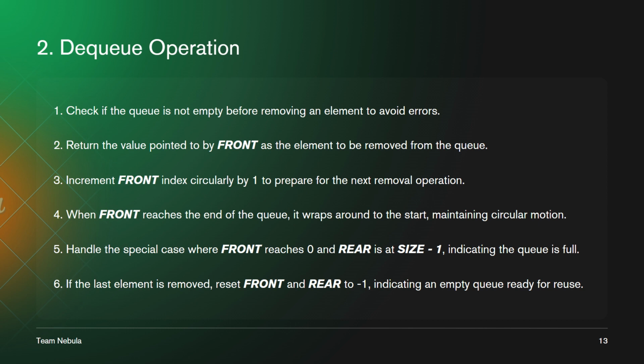Lastly, if we remove the last element from the queue, we reset the values of front and rear to -1. This indicates that the queue is now empty and ready to be used again from the beginning. And there you have it. That's how the DQ operation works in a circular queue. It's pretty cool, right? The circular increments make it so efficient and allow us to make the most out of our queue's memory space.